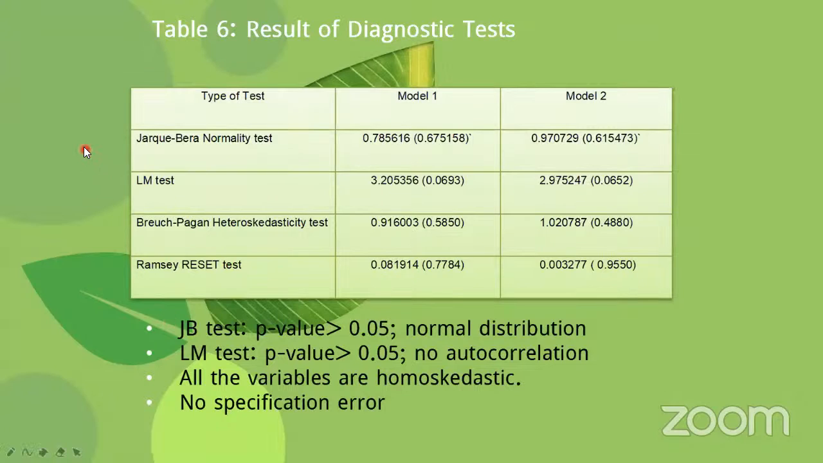After that, to test the reliability of the ARDL test, I have done some tests like the Jarque-Bera test, LM test, Breusch-Pagan heteroscedasticity test, and Ramsey RESET test, and all the tests showed that the ARDL test was reliable. From the JB test it has been proved that the distribution was normal, and from the LM test the p-value shows that there is no autocorrelation. From the heteroscedasticity test, I found that all the variables are homoscedastic, and there is no specification error. So the two models were correct from this viewpoint.